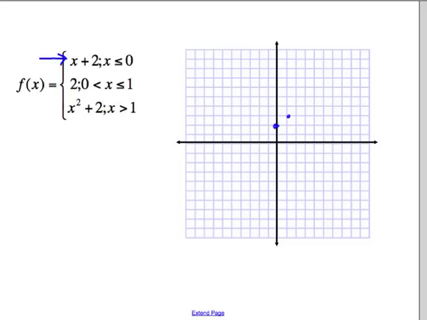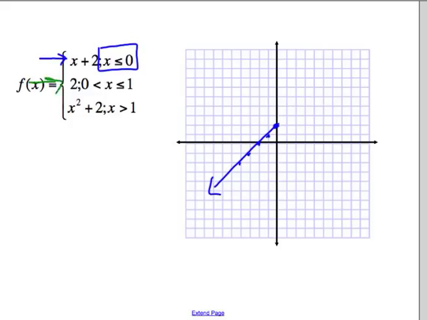So I'm going to go up to 2 and put a dot, and the slope is 1. Now if I graph that line, it looks like this. But the key here is I want all the x's less than or equal to 0. So I'm going to erase everything at this point bigger than 0. And there's that piece of the function.